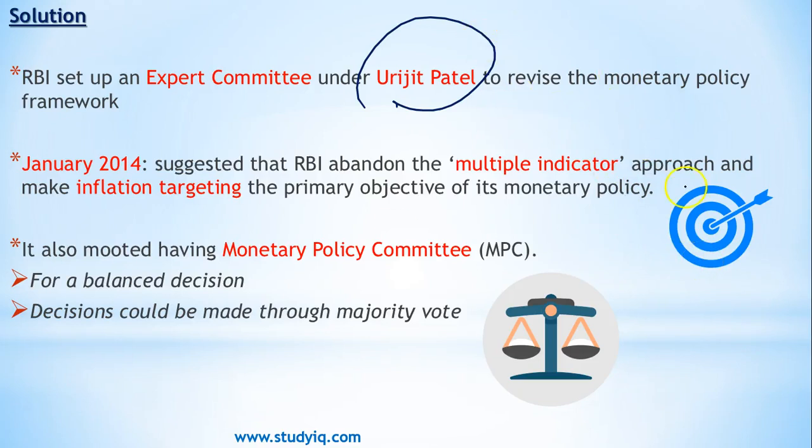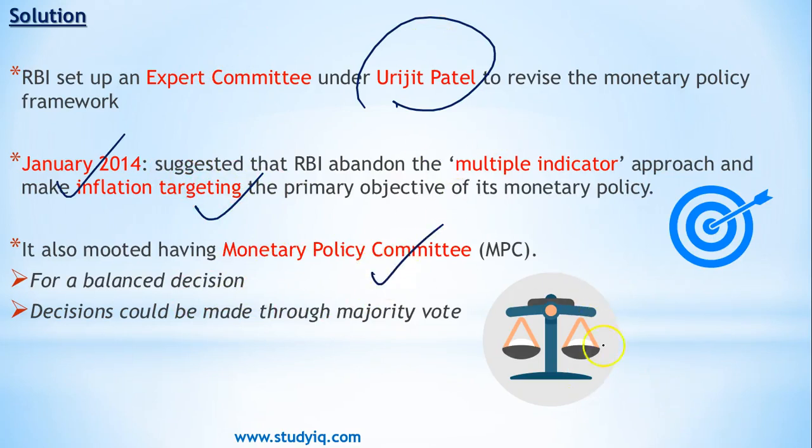He headed this expert committee, and then this Urjit Patel committee went through these things, and they came out with their report in 2014. And this committee said that rather than RBI focusing on too many things, it should just focus on inflation targeting, right? The main job of RBI should be just to ensure that the inflation is within its target range. And the second suggestion that came out of this Urjit Patel committee was setting up of a monetary policy committee.